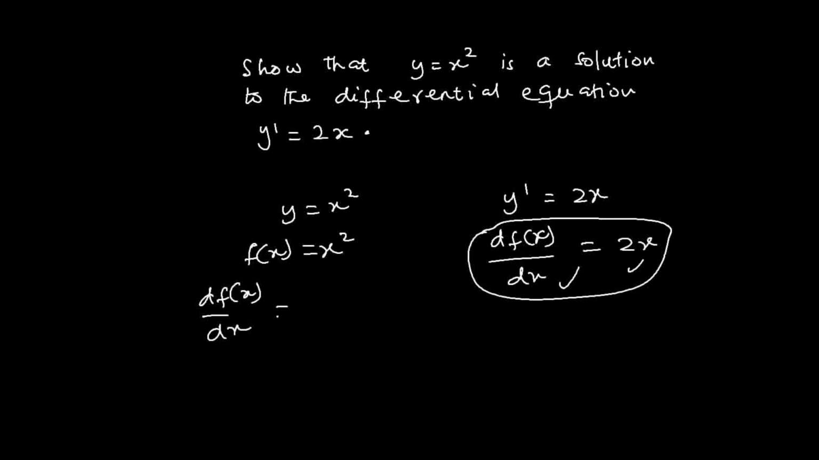Okay, and that will be equal to what? Applying the power rule here, we have 2x to the power 1, and that is 2x. So therefore we have df/dx equal to 2x. So we found the first derivative of the function f(x).